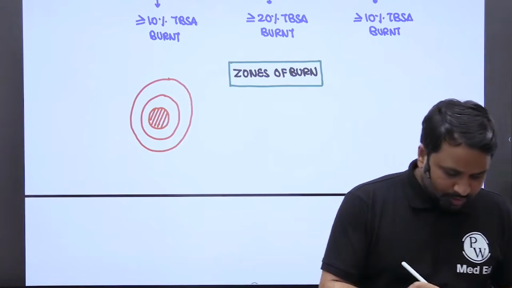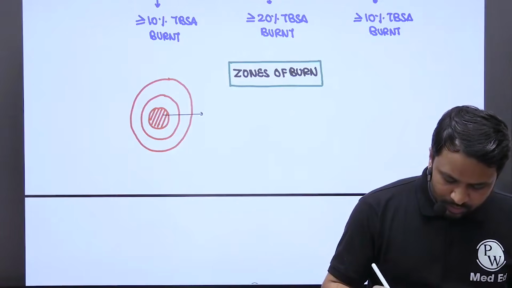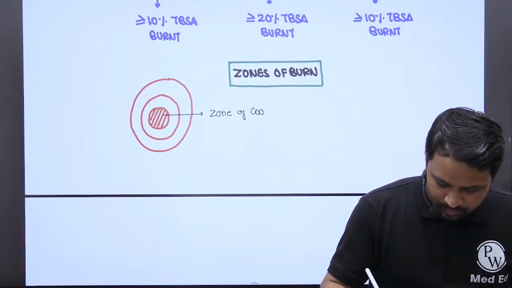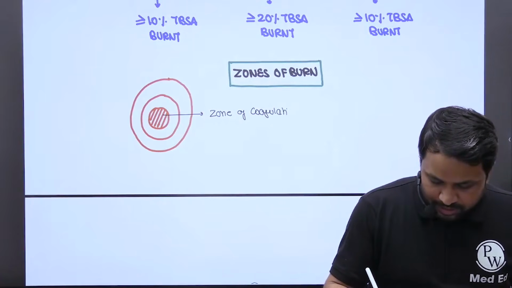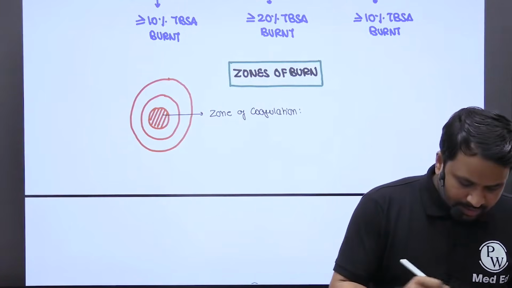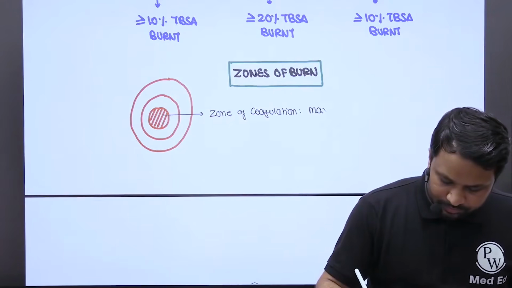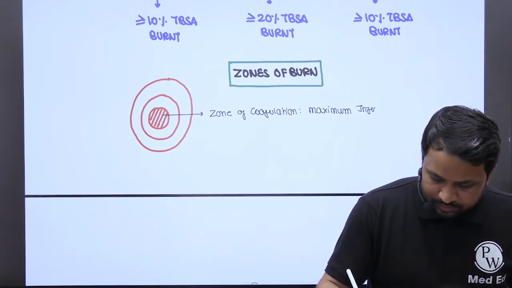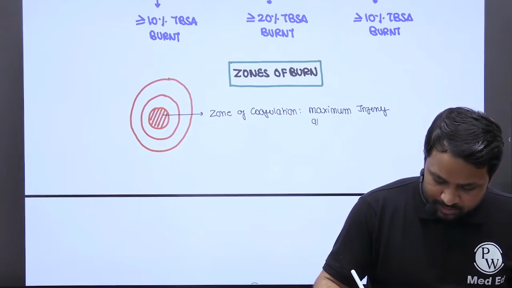The first one is what we call the zone of coagulation. Now the zone of coagulation, it is where there is a maximum injury. There will be maximum injury, and this is associated with tissue necrosis.